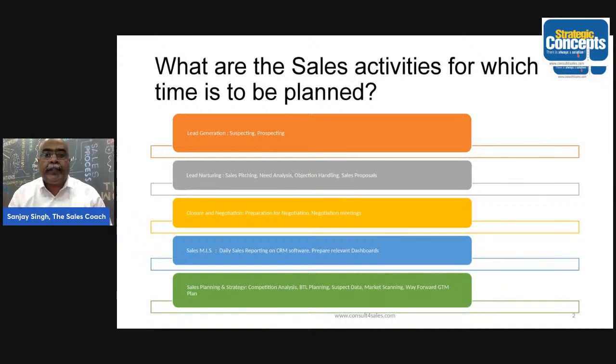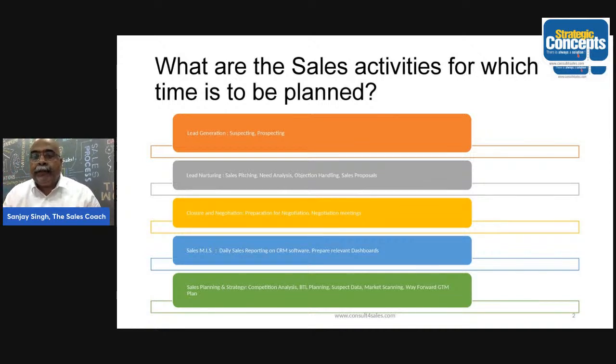The third area which requires the time of a salesperson is closure and negotiation. Even if you do great lead generation and a very good amount of lead nurturing, if you do not have enough time to do closures of sales and negotiation of sales, you will not be closing enough and you will be known as a failed salesperson. So that's area number 3, which eats up a lot of your time.